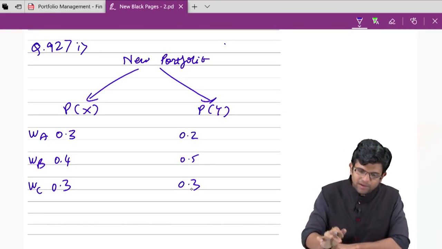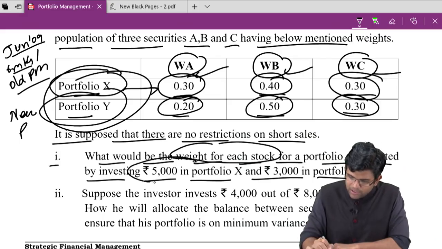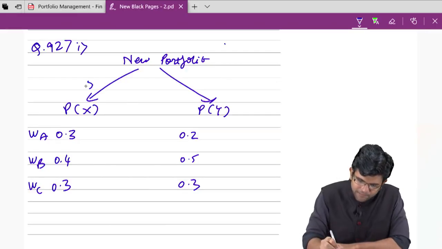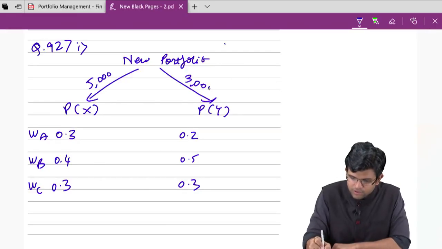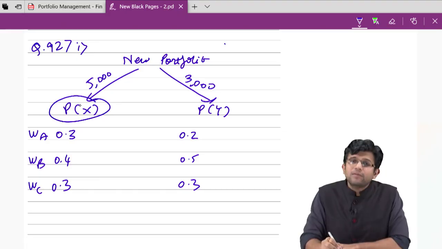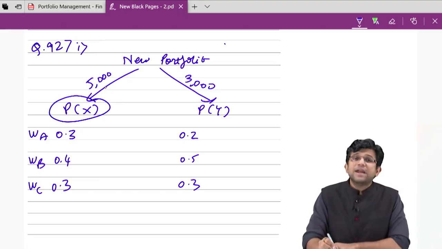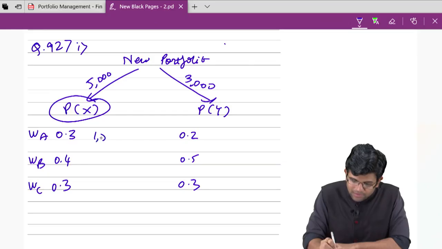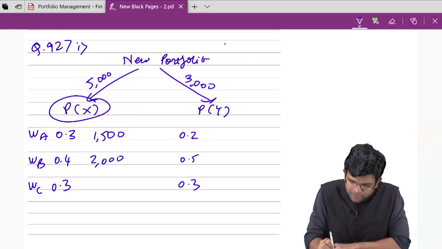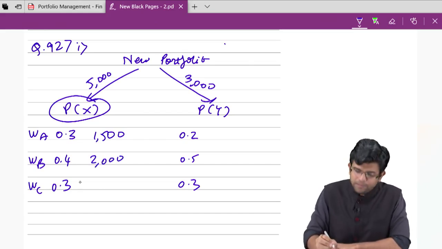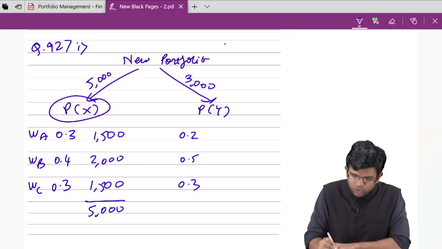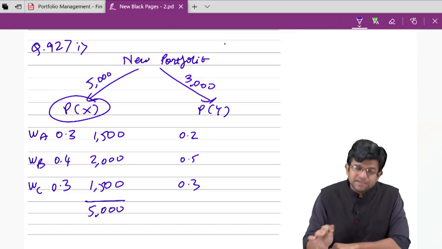Children, now tell me, what are you investing in X? They are saying you're investing 5,000 in X and 3,000 in Y. Students, if you are investing 5,000 in X, what will go in security A? 5,000 into 30%, 1,500 will go in security A. 5,000 into 40%, 2,000 will go in security B. 5,000 into 30%, 1,500 will go in security C. This is your total 5,000 which you invested in portfolio X, which went in these respective shares.